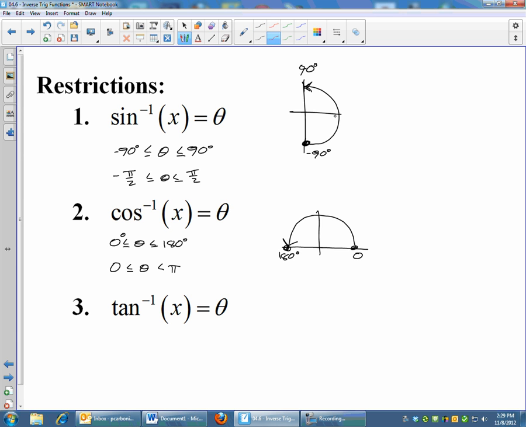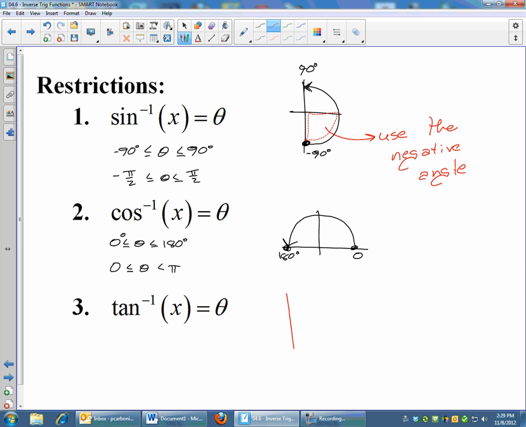And any angle in the fourth quadrant, you use the negative angle. And we'll talk about that in more detail in just a little bit. But you use the negative angle if you give an angle in the fourth quadrant. Cosine, you go from 0 to 180. You don't have to worry about negative angles. Tangent is the same as sine.